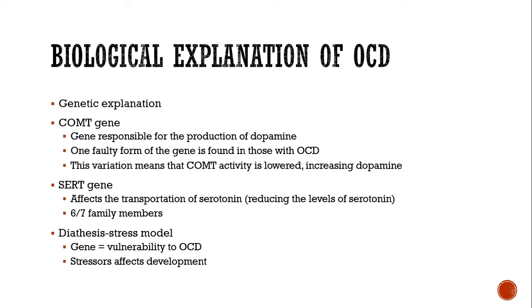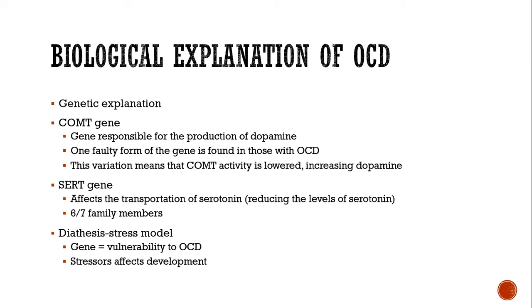There's also the SERT gene, which is linked to serotonin, so the S for SERT and the S for serotonin, and it's to do with a serotonin transporter. And it affects the transportation of serotonin. Basically, it means that there are reduced levels of serotonin. And again, they found that 6 out of 7 family members with this faulty SERT gene had symptoms of OCD.